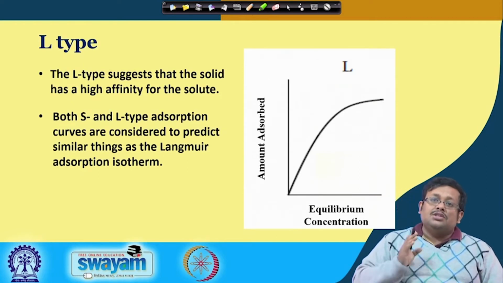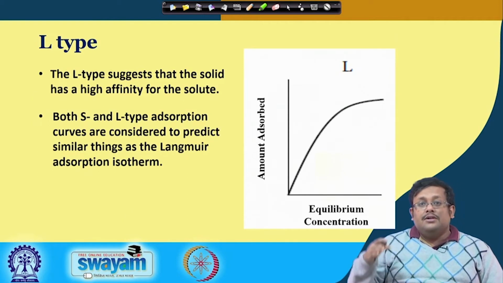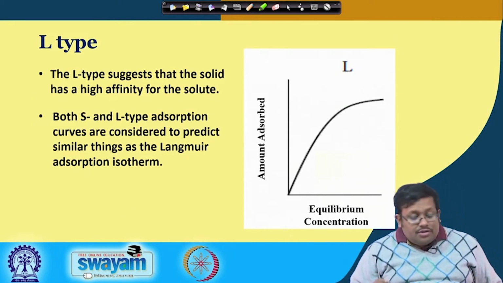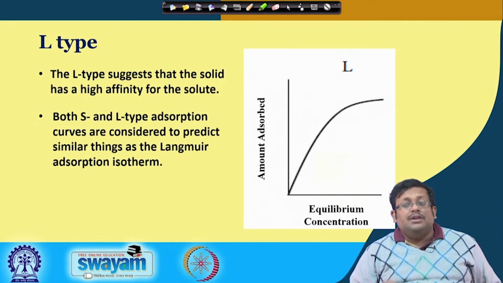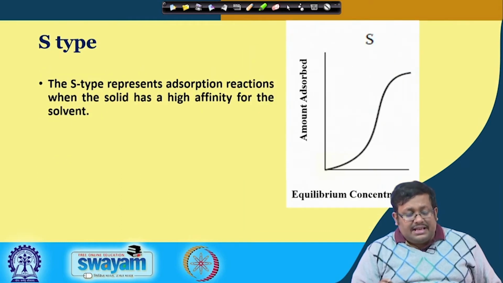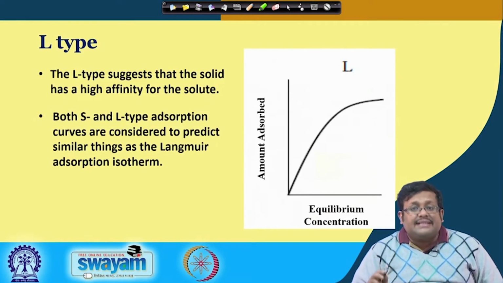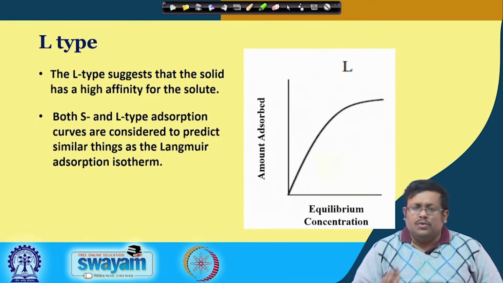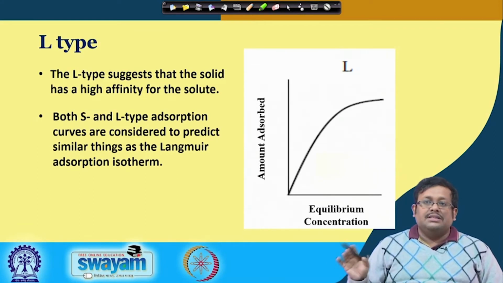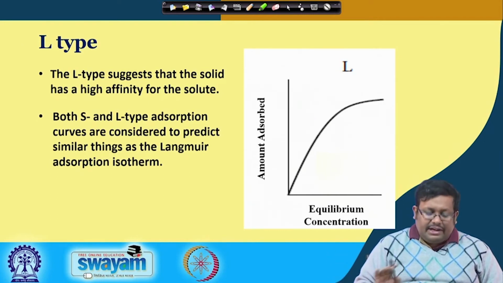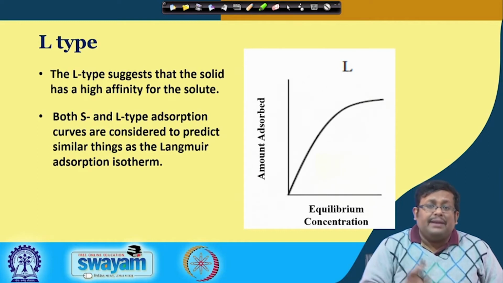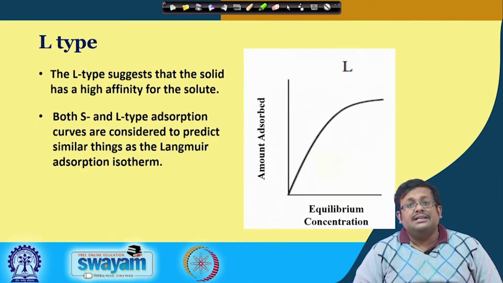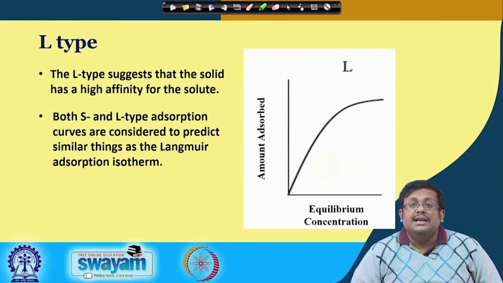So, in case of S type, the solid has a high affinity for the solvent. However, in case of L type, the solid has a high affinity for the solute. So, this is an S type and this is again the L type. Both S type and L type adsorption curves are considered to predict similar things as the Langmuir adsorption isotherm. We will cover the Langmuir adsorption isotherm when we discuss the different statistical models of adsorption isotherms later on. But just remember that these S type and L type adsorption curves are considered to predict similar things as the Langmuir adsorption isotherm. So, again, S type when the solid has high affinity for the solvent, and L type when the solid has high affinity for the solute.